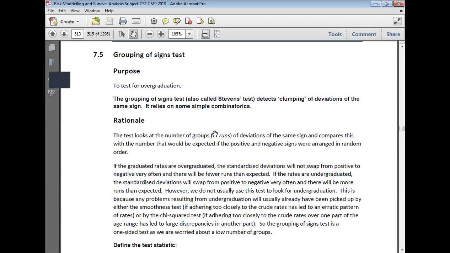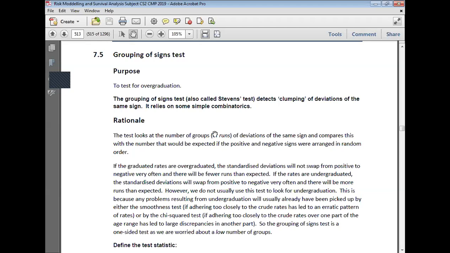So this was it about the cumulative deviation test. What this particular test did was to overcome the third deficiency of the chi-square test, which was if we observe a very large number of very small deviations or a very small number of very large deviations. So we can check whether this is the case using the cumulative deviations test. But now the next test that we have is called the grouping of signs test.